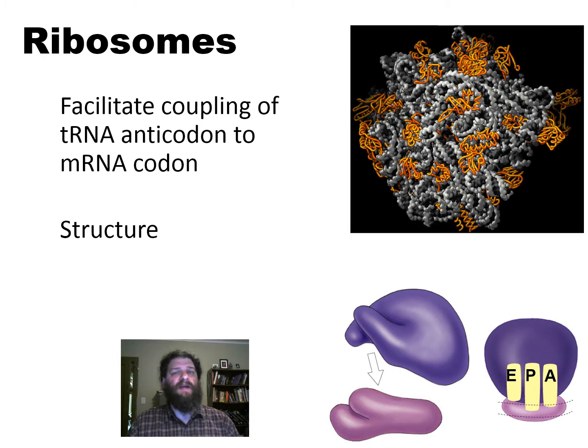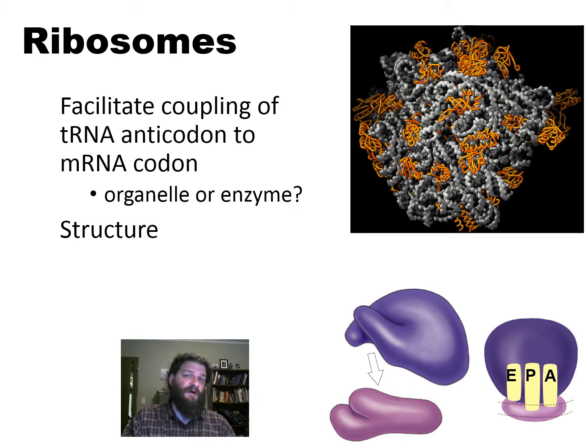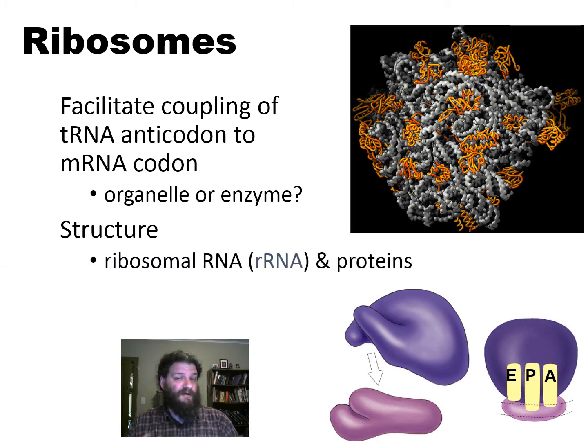Ribosomes are the other major player here in the process of translation. The job of the ribosome is to hold the messenger RNA in place so that the transfer RNAs, two of them, can come in and hold their amino acids next to one another, and a peptide bond can be formed between them. And then we start growing a polypeptide. They're made of rRNA and proteins. They're not wrapped up in a membrane, so it's sometimes hard to describe it as an organelle. It's really an enzyme. There are two subunits to each ribosome. There is a large subunit and a small subunit.